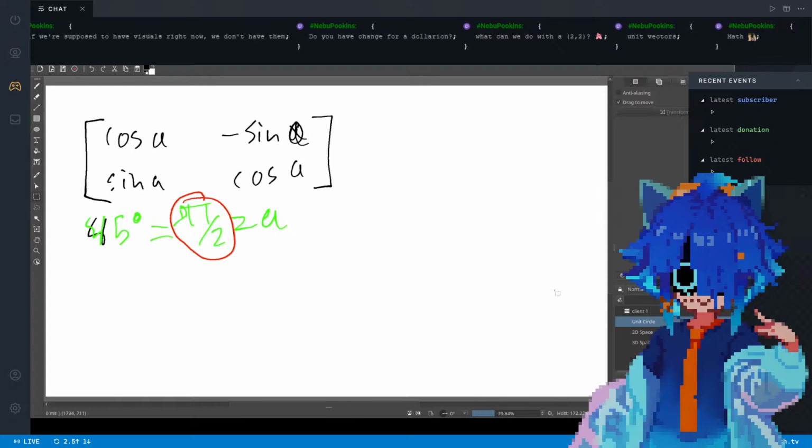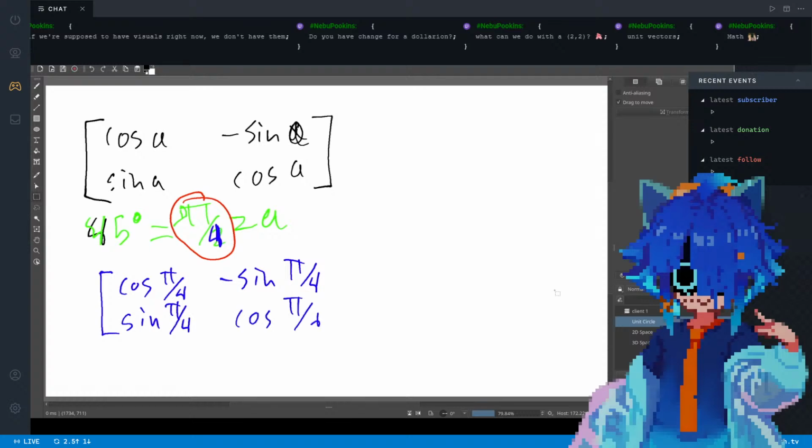So let's write this down. 45 degrees is pi over 4, so we write cosine of pi over 4, negative sine of pi over 4, sine of pi over 4, cosine of pi over 4. And this is going to get multiplied by our favorite vector, 2, 2. So what are the numbers here? Calculating.